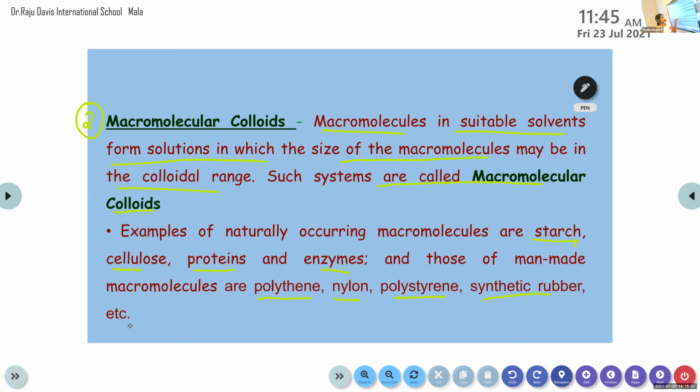So these are certain macromolecules. When they are dispersed in suitable solvents, if their size is in the range of colloids, they belong to the category of macromolecular colloids. And there are naturally occurring macromolecules and man-made macromolecules. In the case of naturally occurring ones: starch, cellulose, proteins, enzymes, etc. And in the case of man-made macromolecules: polythene, nylon, polystyrene, synthetic rubber, etc.